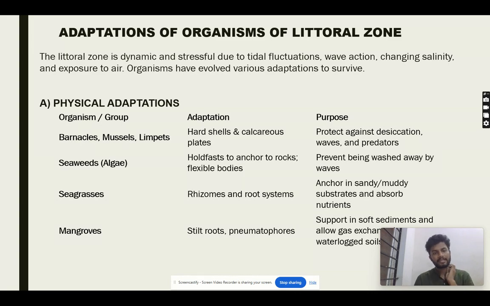Talking about organisms like barnacles or mussels or limpets, their adaptation is hard shells and calcareous plates. Calcareous plates are basically the hard calcium carbonate shell, a protective layering which they use. As I earlier discussed, this can be used for protection against salinity or desiccation. When low tide happens and they are not submerged but exposed, these mussels or barnacles protect themselves from drying by the use of hard shells of calcareous plates.